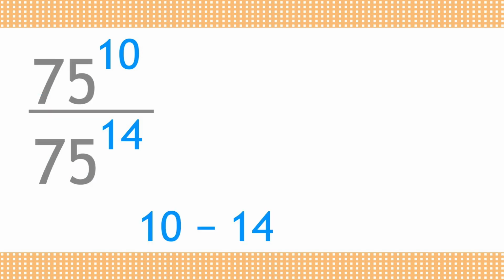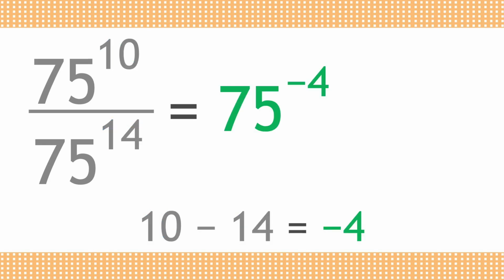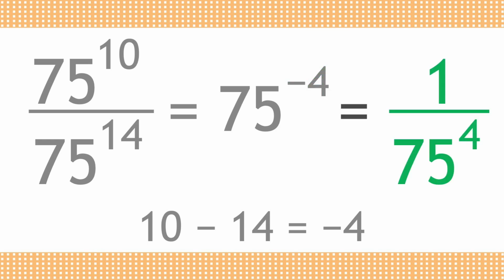When we subtract the exponents in the problem 75 to the 10th power divided by 75 to the 14th power, we get 75 to the -4th power. Remember, when we have a negative exponent, we can write it as a positive exponent in the denominator. This means our answer is a fraction, 1 over 75 to the 4th power.